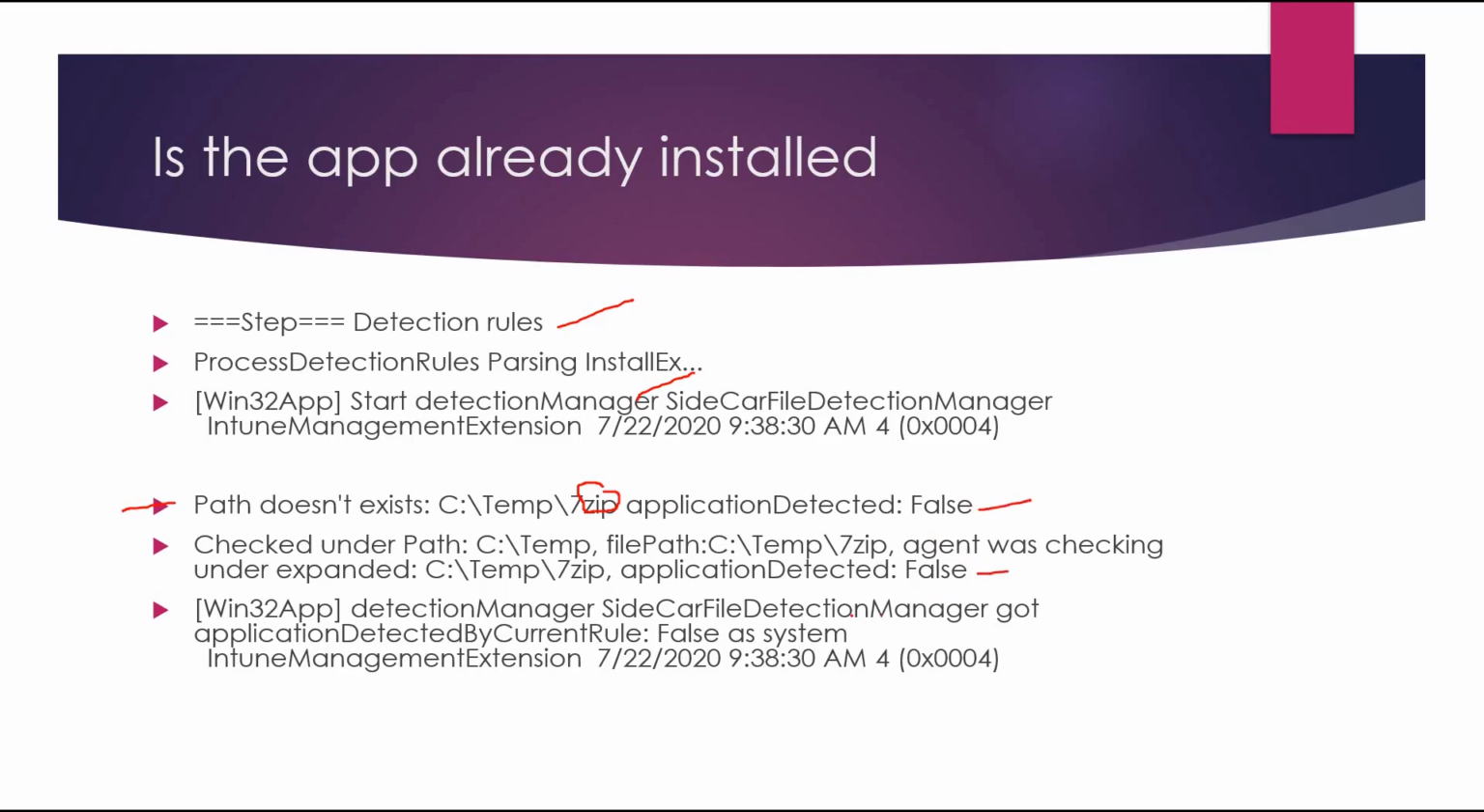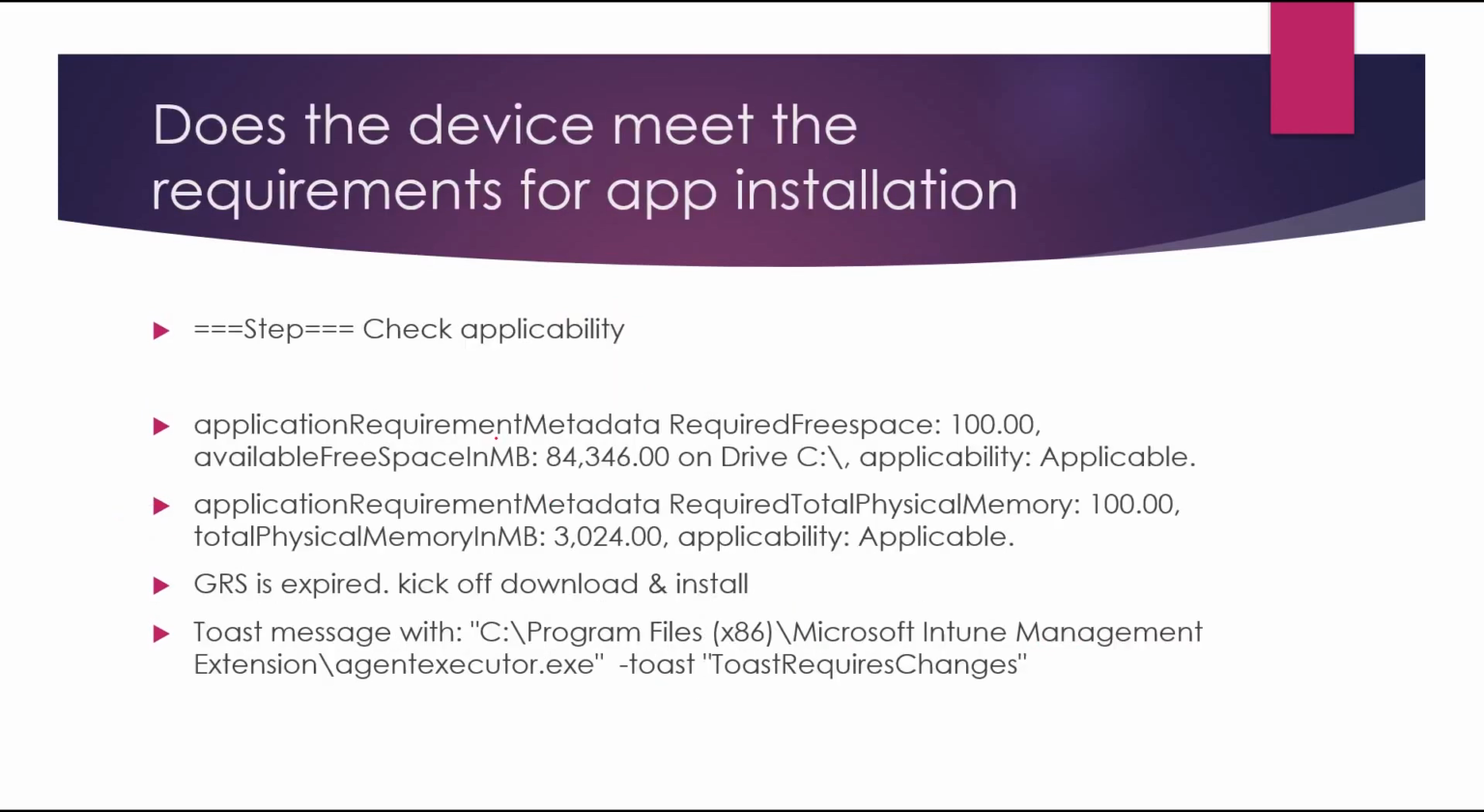And if that is the case, then the sidecar detection manager returns a false value, and then it checks the application. So what I'm saying is the app was not detected, right? If the app was not detected, it means that the app is not present. Therefore, now the processing will continue. It's going to check the requirement rules and all that, and then it's going to download the application and try to install it.